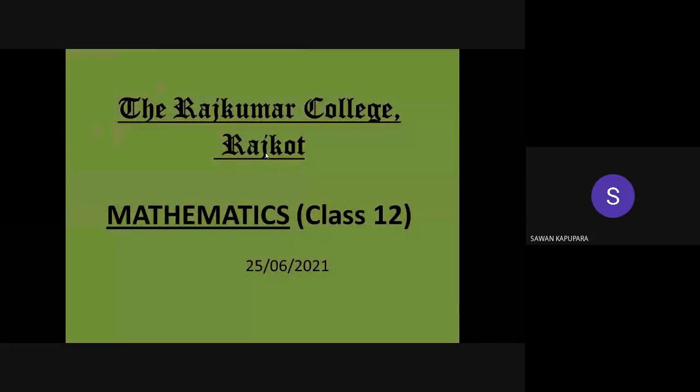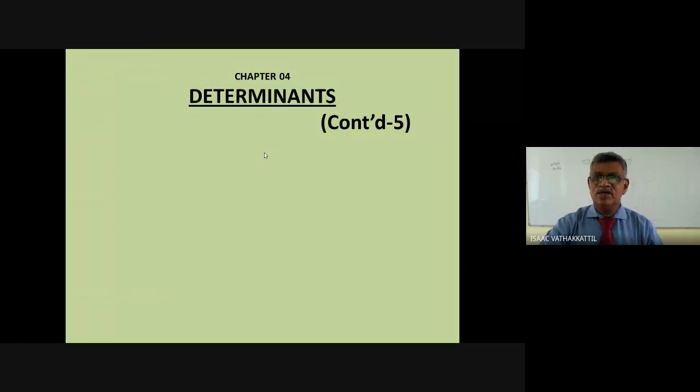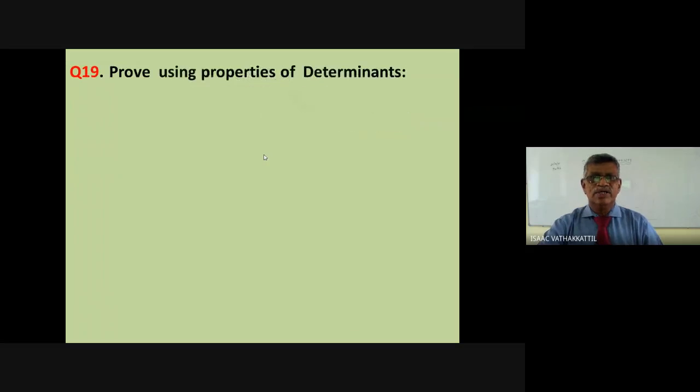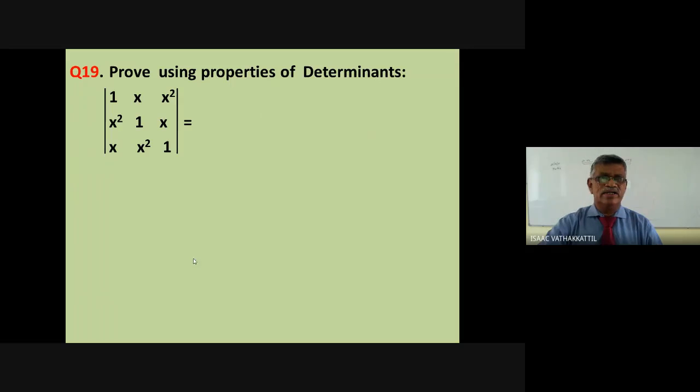Let's go. Today is the fifth day. Of course, there was some discussion in between that I did not record. Prove using properties of determinants: the determinant with rows 1, x, x squared; x squared, 1, x; x, x squared, 1 equals (1 minus x cube) the whole squared.